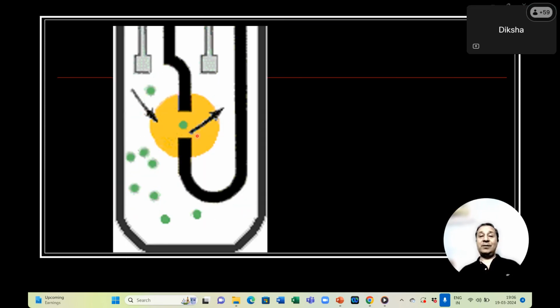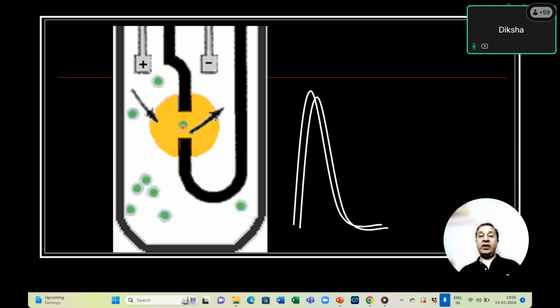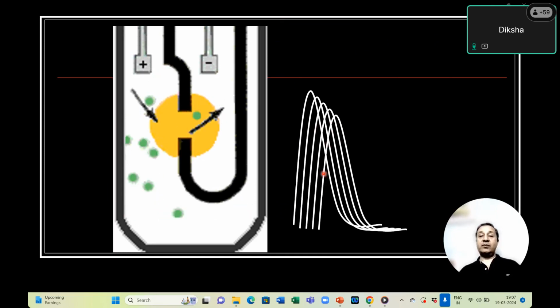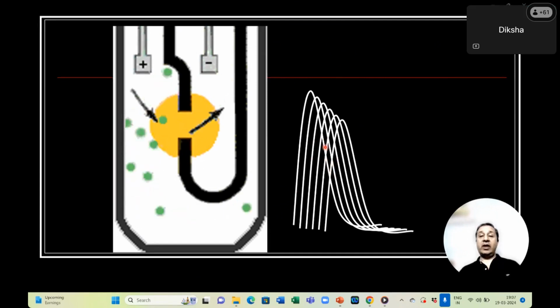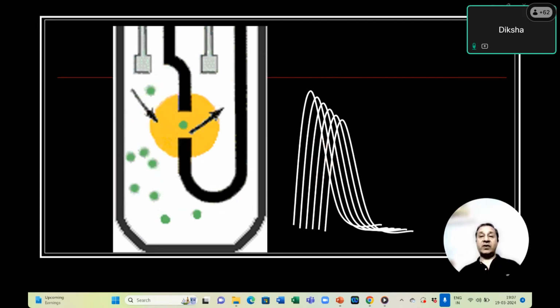Now, this is a pictorial representation. As you can see, every time the cell passes through this aperture, an impulse is generated. A pulse that gets generated multiple times is able to give you relative counts. The amplitude of the pulse is also able to give you the relative size of the cell or the particle that passes through.